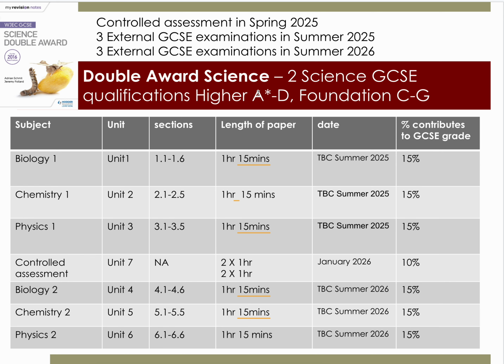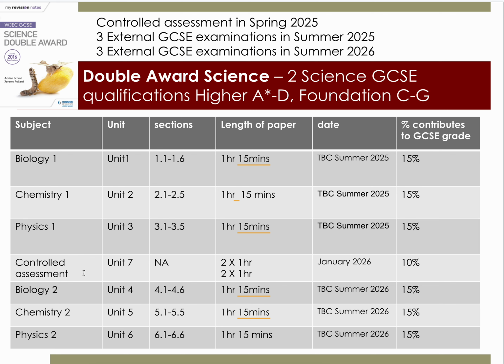The difference between this is slightly different to the maths tiers, so you can see with the double award science, it's A star to D, and foundation is C to G. Now, in terms of the science double award, pupils will normally complete their exams in year 10 and year 11. So in year 10, they'll normally study biology, chemistry, and physics. Each one of these is an hour and 15 minutes, and it contributes around about 15% to their exam.